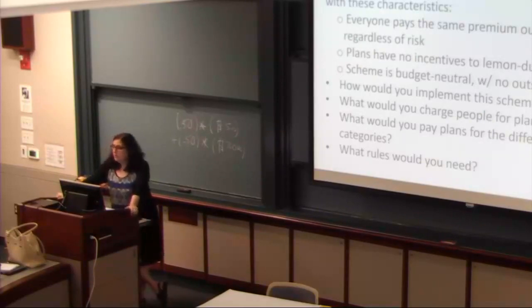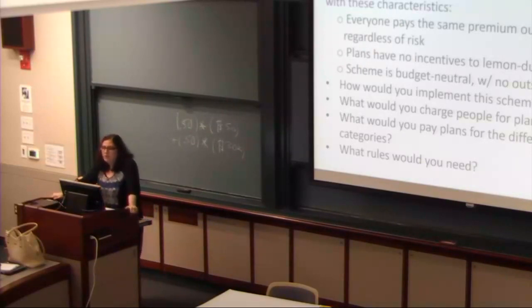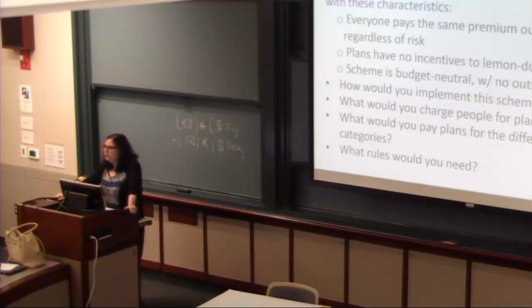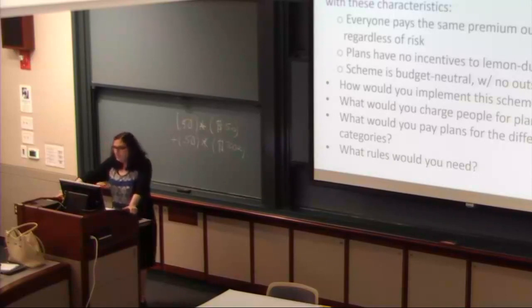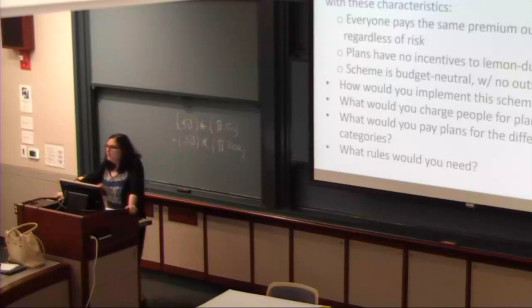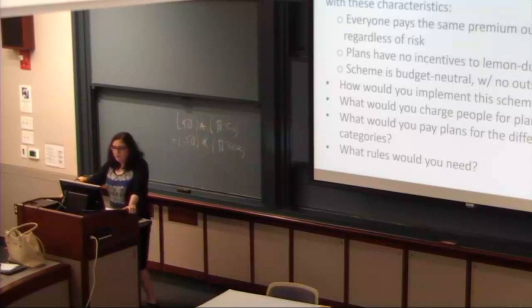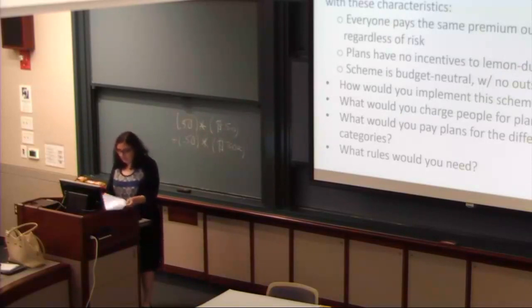So I say, okay, what do we want out of this? In this one, our goal is for everyone to pay the same premium out of pocket, regardless of risk. The plans to have no incentives to lemon dump or cherry pick. And the scheme, in this case, to be budget neutral without outside subsidies. And later we can talk about adding those. So I ask, how are you going to implement this? What are you going to charge the individual people? What are you going to pay the plans? What would you need to do?